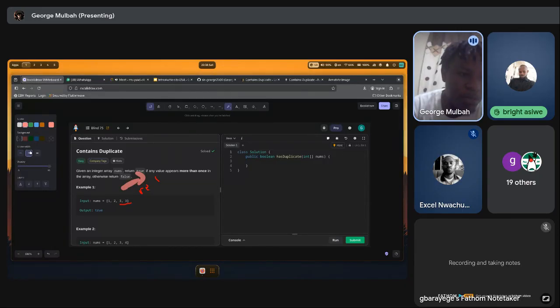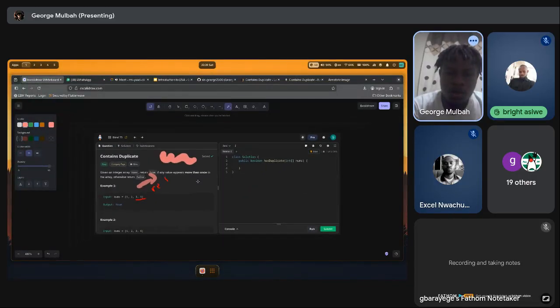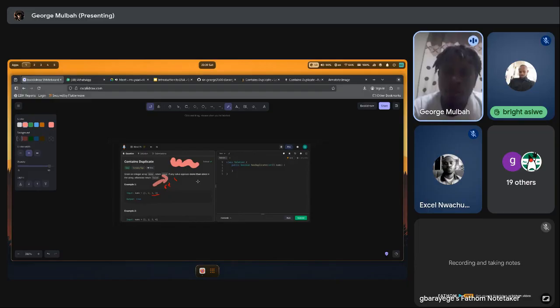Let me try to make this thing bigger. If you sort this array, let's say the array is unsorted. I don't know why my pen is misbehaving, but it's because I zoomed. So let me zoom out. So I think we understand the question.